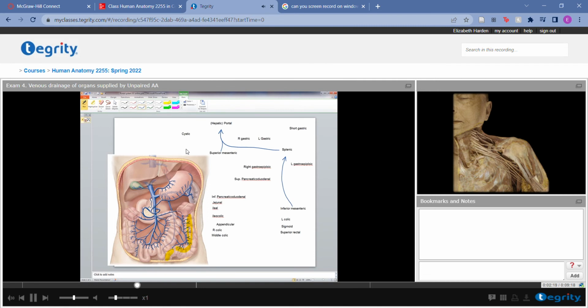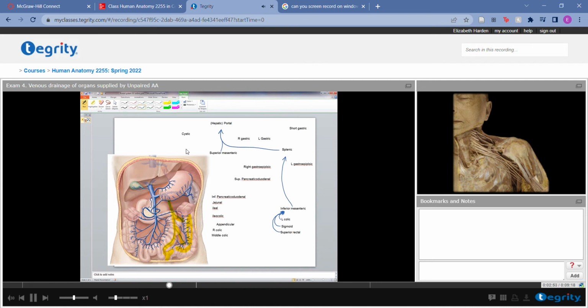Our left colic is going to drain into our inferior mesenteric. Our sigmoid vein is going to drain into our inferior mesenteric, and our superior rectal is going to drain into our inferior mesenteric. So those essentially you can just switch the arrows. If you look over here, you can see, of course, my left colic draining into that inferior mesenteric, my sigmoid's draining into the inferior mesenteric, and I believe, although it's hard to tell from this picture, that that one right there is my superior rectal, all draining into my inferior mesenteric. So those you can just kind of switch the arrows with the arteries.